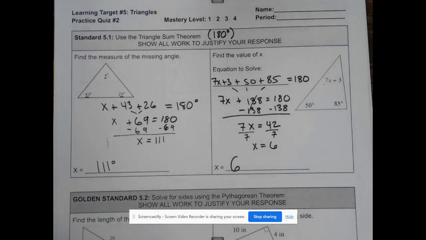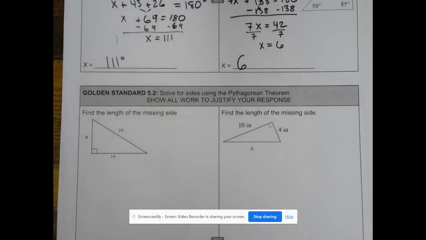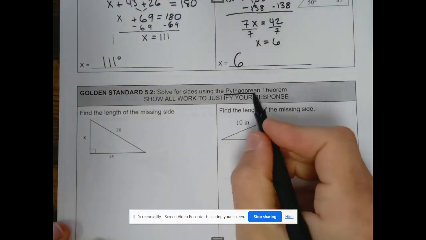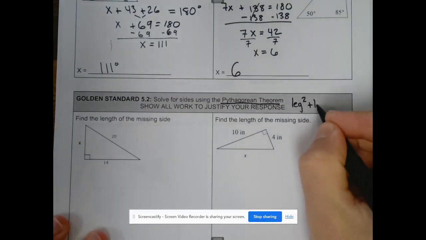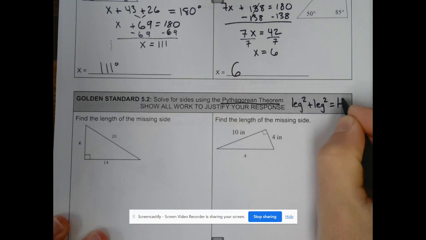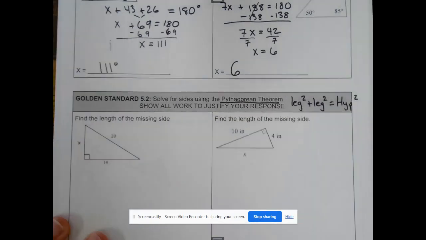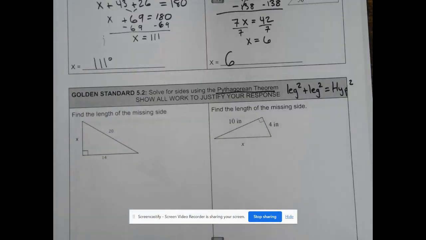Let's move on to golden standard 5.2. Now, this is using the Pythagorean theorem. What I might do is write this right next to it: leg squared plus leg squared equals hypotenuse squared. I might start by doing that, so that way I don't have to remember as I'm doing it.